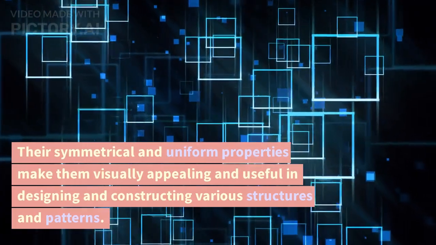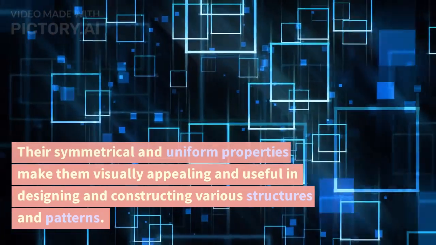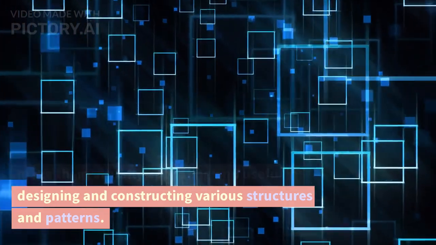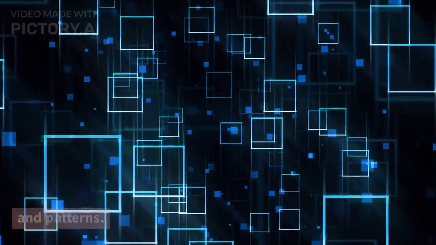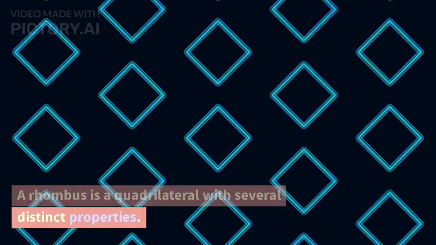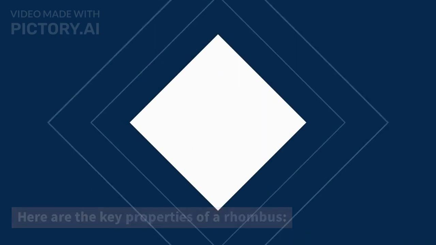Their symmetrical and uniform properties make them visually appealing and useful in designing and constructing various structures and patterns. Rhombus. A rhombus is a quadrilateral with several distinct properties. Here are the key properties of a rhombus.